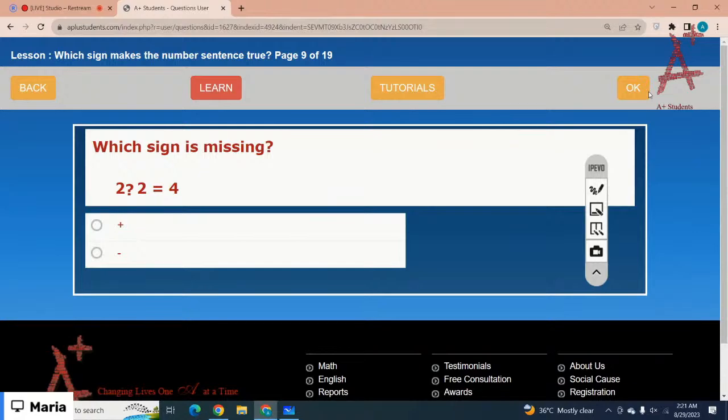Which sign is missing? Which is the correct option? 2 take away 2 equals 4 or 2 plus 2 equals 4? The correct option is you have to add them. 2 plus 2 makes 4, right? Very good. That would be plus.